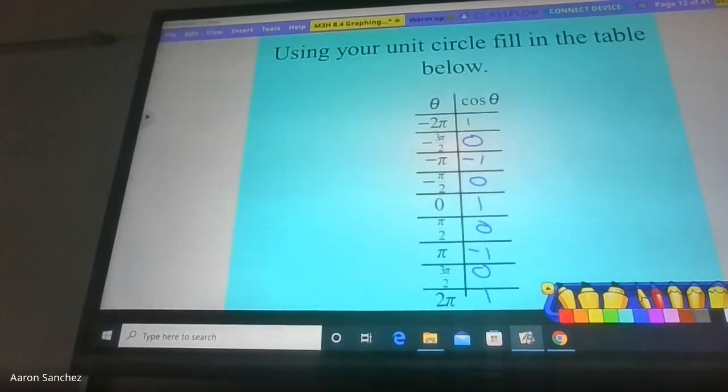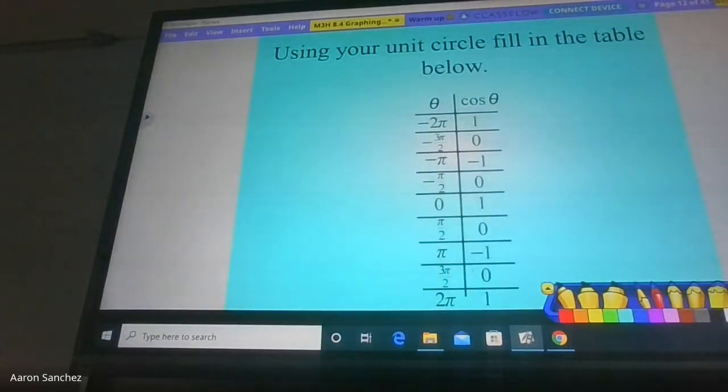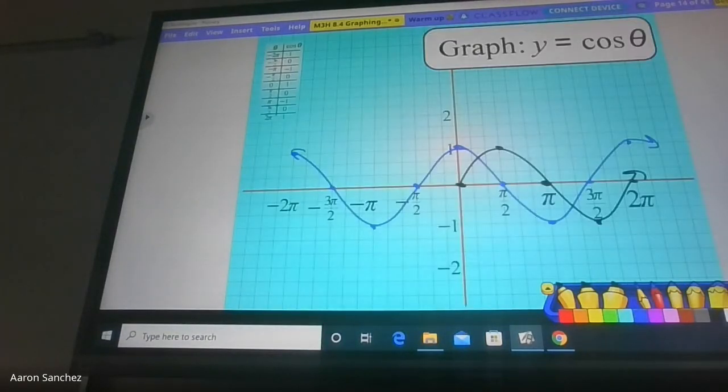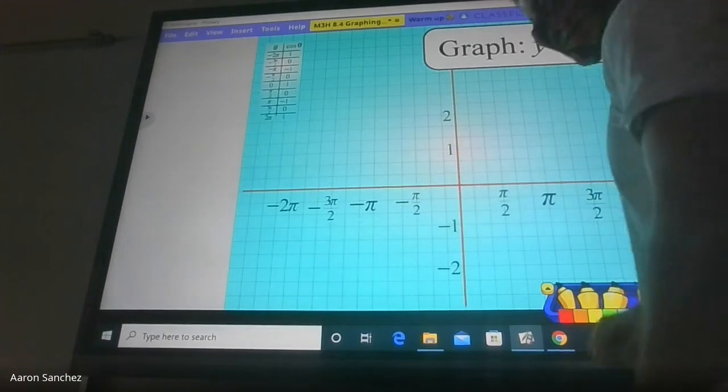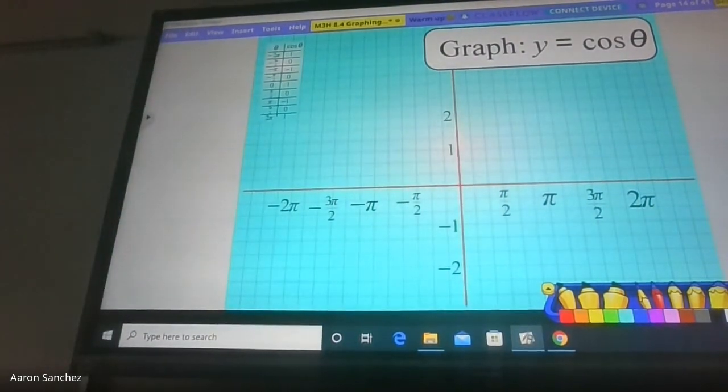Okay, you guys got that? So let's see what cosine looks like. Cosine. Okay, cosine. You guys need a second to build your graph?